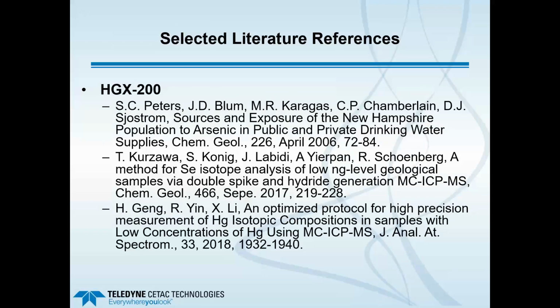Here are some selected literature references. There are more on the Teledyne CETAC website, but these are some noted ones. There's one for arsenic listed, and selenium, and for antimony. There are additional ones, including some of the other elements that we didn't talk about, such as germanium, but those are there. And at the end slide, I'll show you the link to the CETAC website, so you can refer to some of those additional literature references.